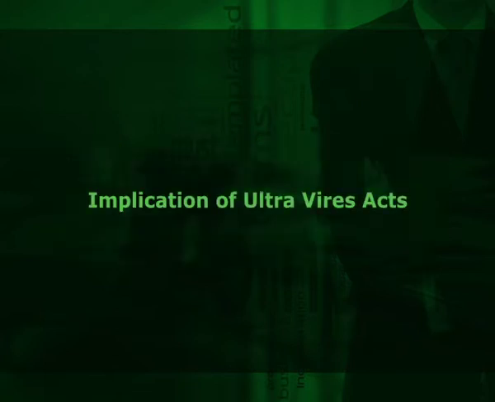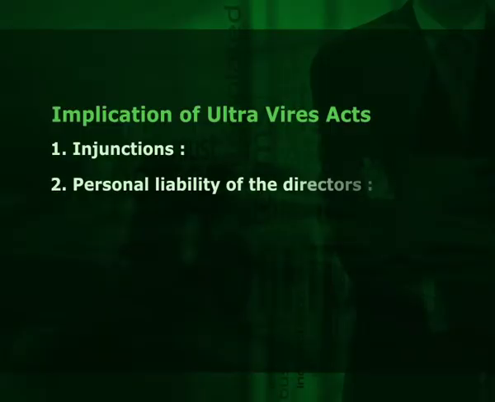Now we will be discussing the implications of ultra vires acts. The effects of ultra vires transactions are discussed under the following heads. First, injunctions. In case a company is going to undertake an ultra vires act, any member of the company can get an order of injunction from the court to restrain the company from going ahead with the ultra vires act. Second, personal liability of the directors. It is one of the duties of the directors to see that the corporate money is used for the legitimate business of the company and not otherwise.